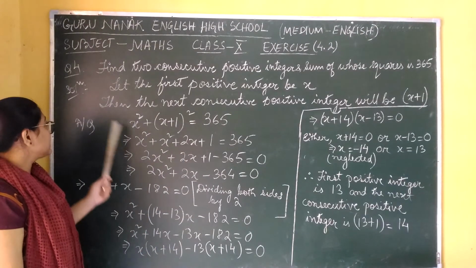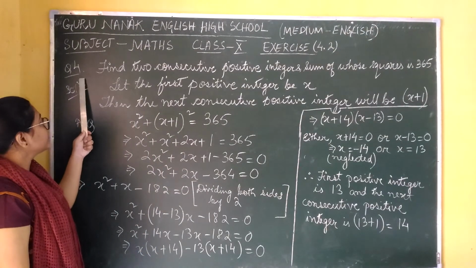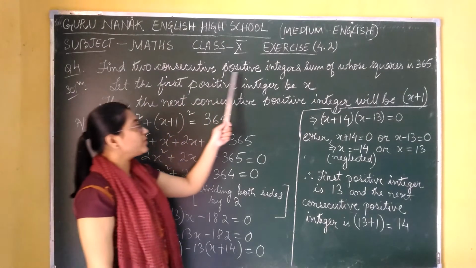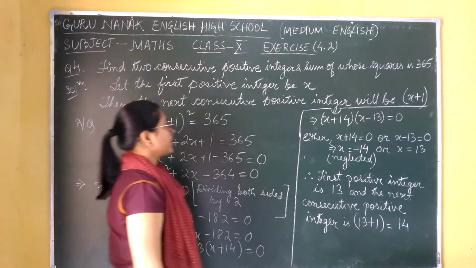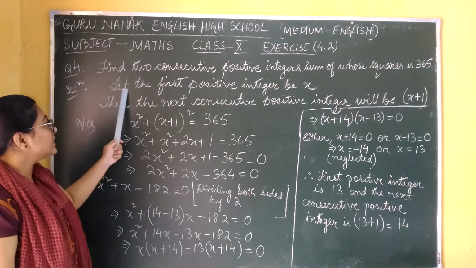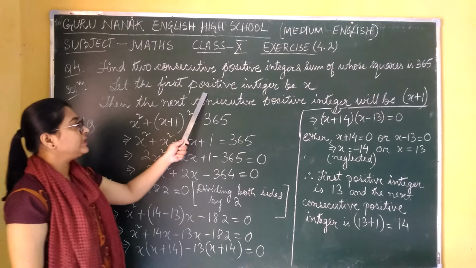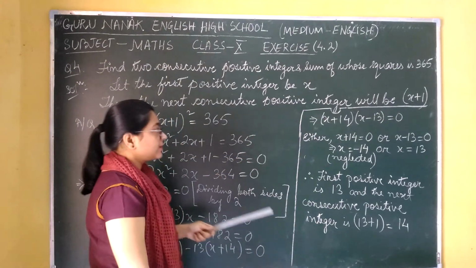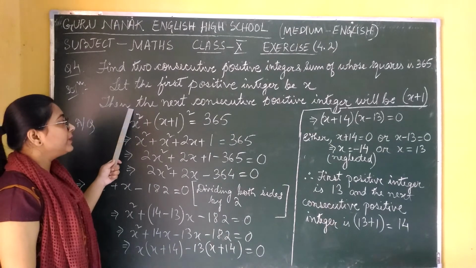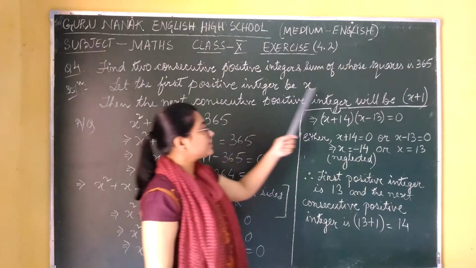Okay. Let us discuss another question, that is question number 4. Find two consecutive positive integers, sum of whose squares is 365. Now in this problem also, let us consider the first positive integer to be x. Then the immediate next integer will be x plus 1.